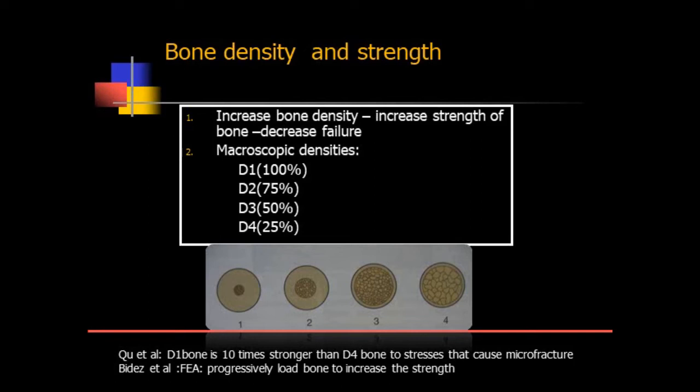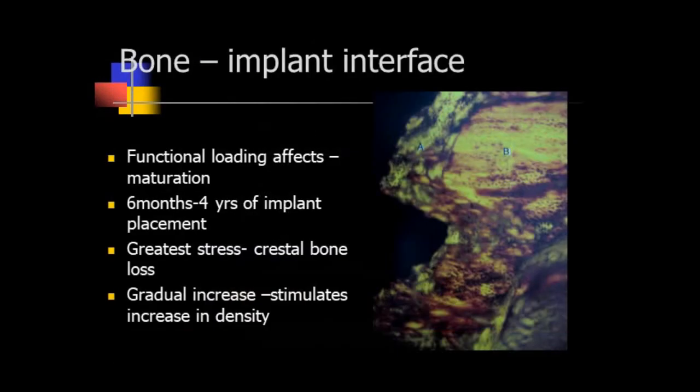So if we increase the strength, thereby increasing the bone density, that will decrease the implant failure. Now let us see the bone implant interface. Functional loading of implants brings about biomechanical influences, and that greatly affects the bone maturation.